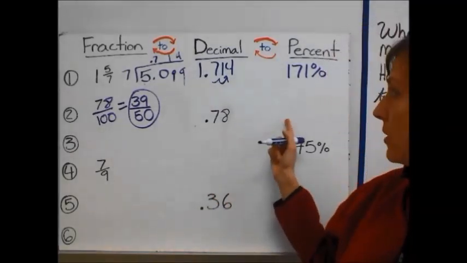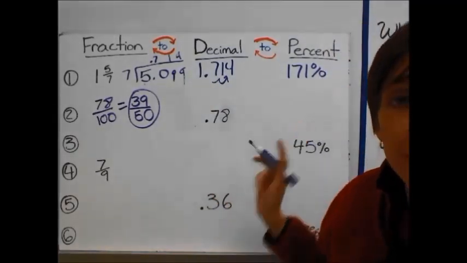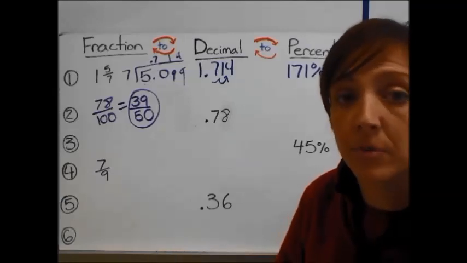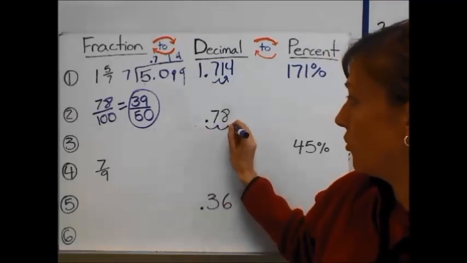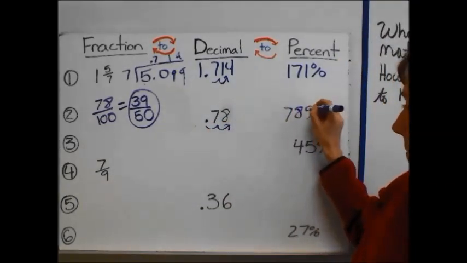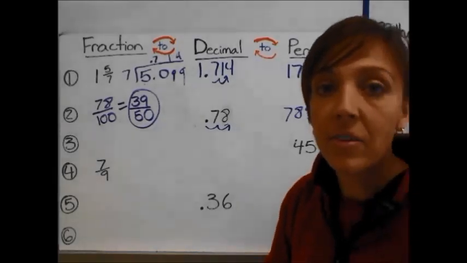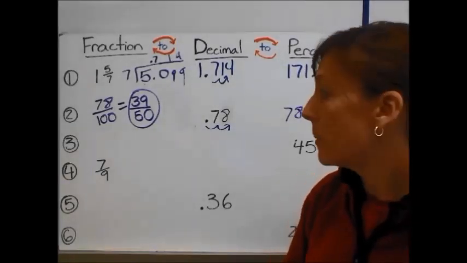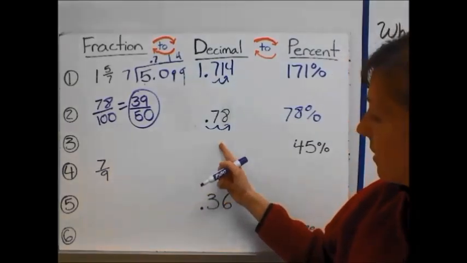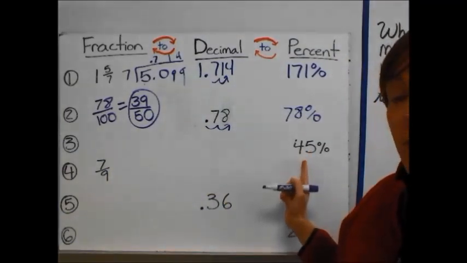78 hundredths is my decimal, and what's my percent going to be? I'm simply going to move the decimal point 2 places to the right, and that's going to give me my percent. So 1, 2, and I'm going to put the percent sign here. 78%.